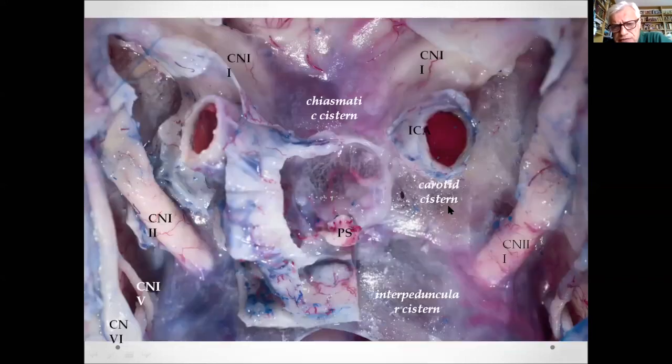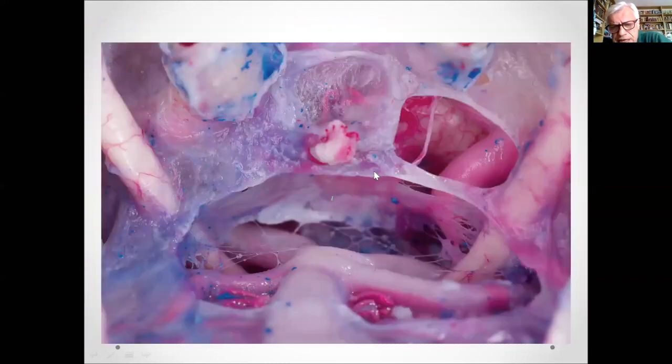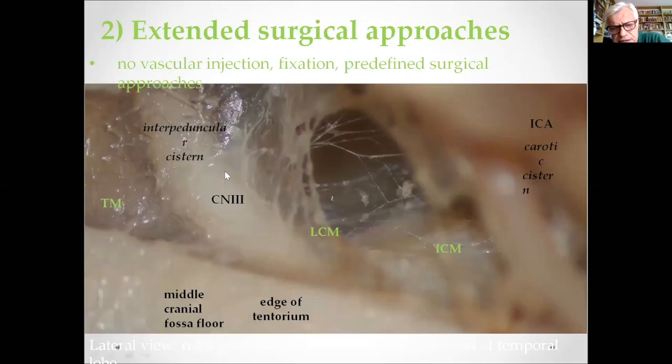So I have forced one of my residents to work on arachnoid. She does it in tours, and you see what nice images she gets with a specific technique of dissection. And you really see all the arachnoid, you see all the structures. You may learn how the layers are composed, where the Liliequist membrane is, where the carotid cistern is, which is probably the most important one in these surgeries. And those are really beautiful images.